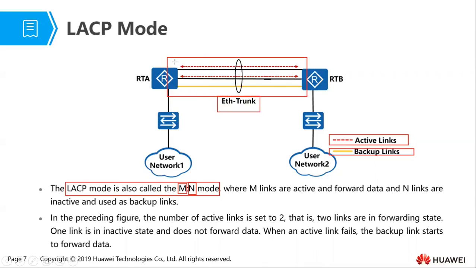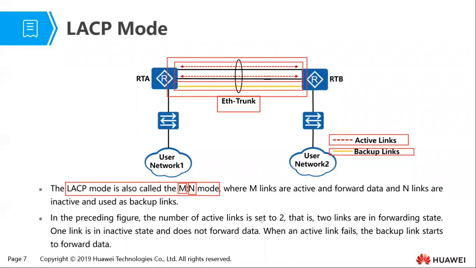As you can see with this red arrow here, these two links are forwarding data, while this link here is not forwarding data. So this one is the backup link. So M to N here is just 2 to 1. Generally, that is what we call the LACP mode.